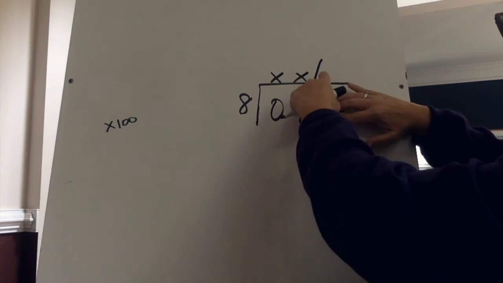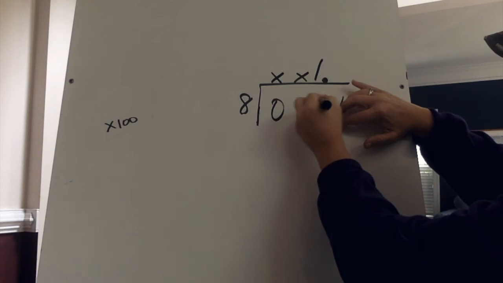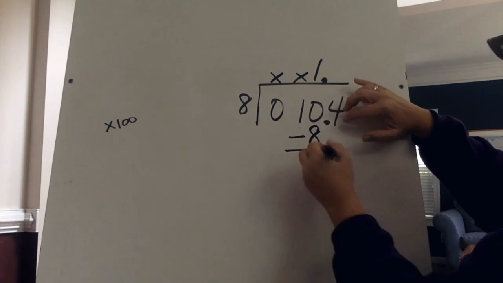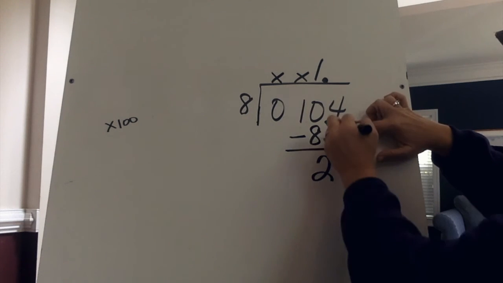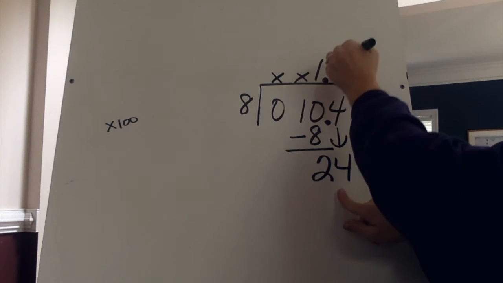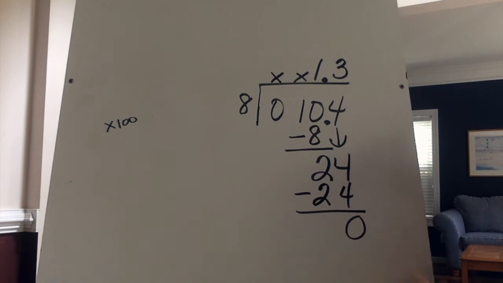1. 1 times 8, and that 1 goes over the 0 because the 0 is the 10 that I'm dividing. 1 times 8 is 8. 10 minus 8 is 2. Bring down the 4. How many 8s go into 24? 3. 0. Number is 1 3/10.